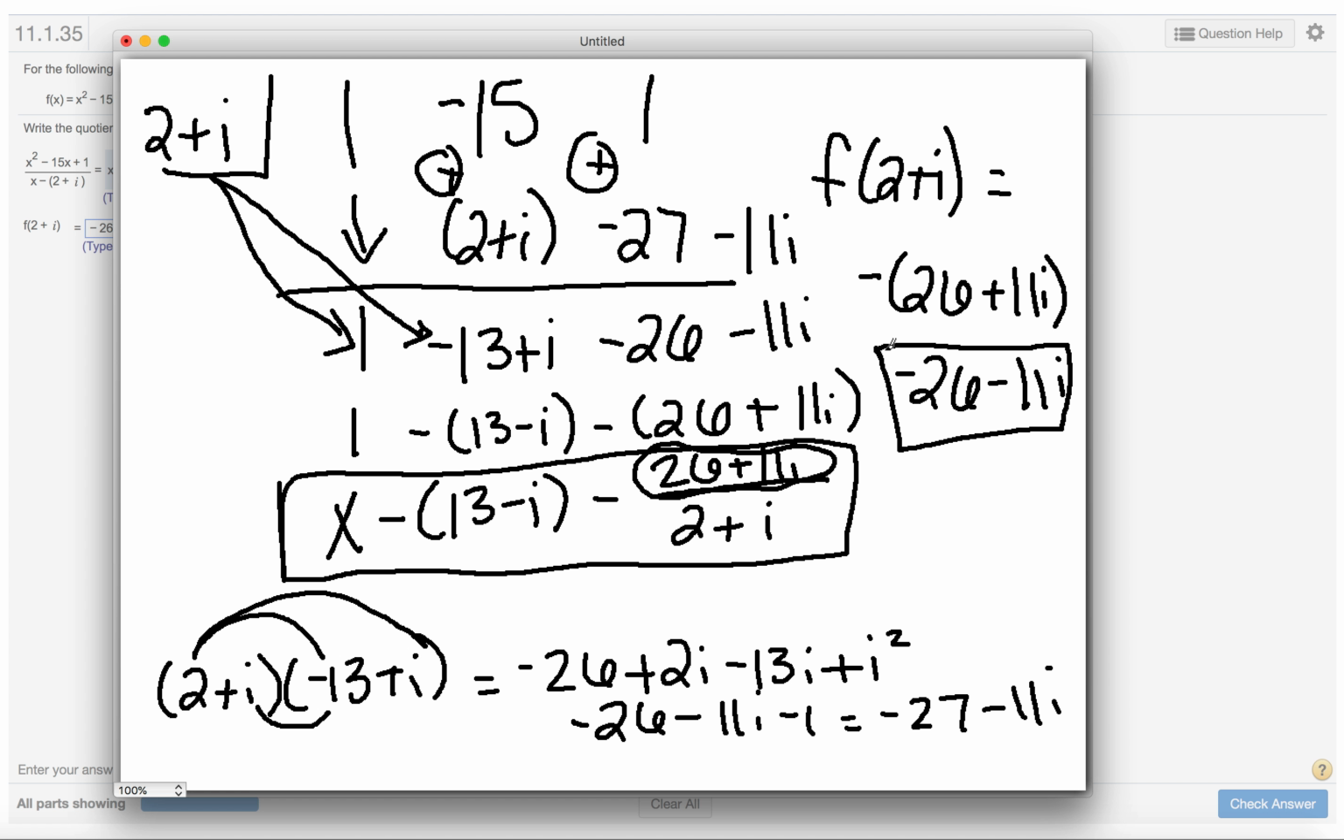So I hope that's been helpful to you with synthetic division. It's a great review, and it does have that extra layer of using FOIL. So make sure you're doing your first, inner, outer, last.